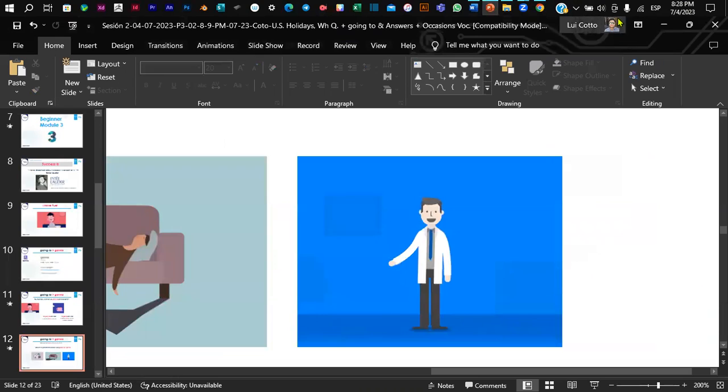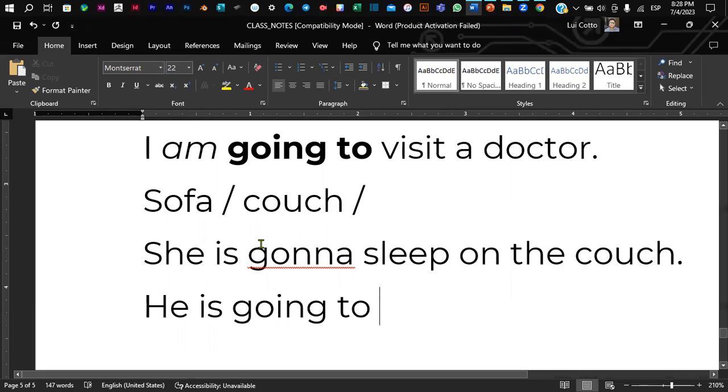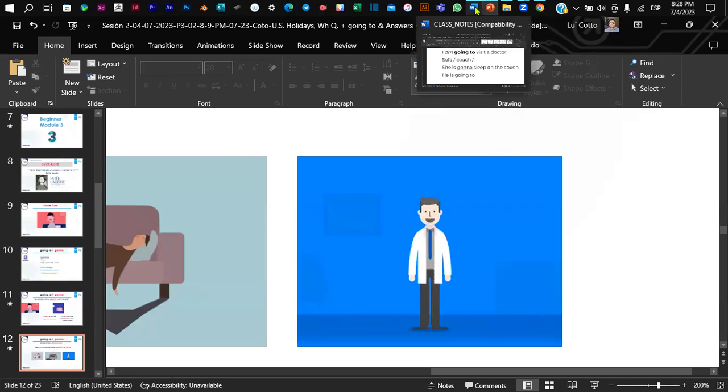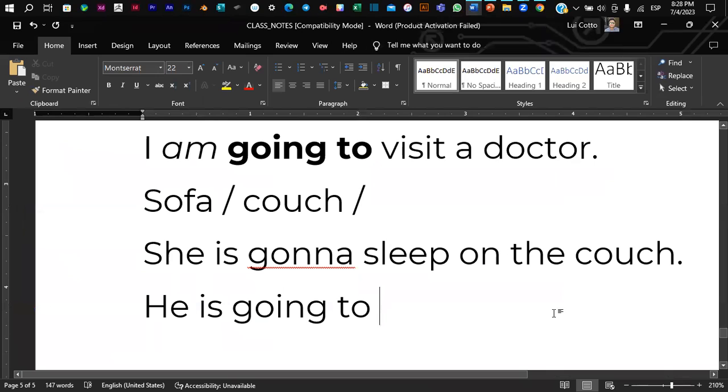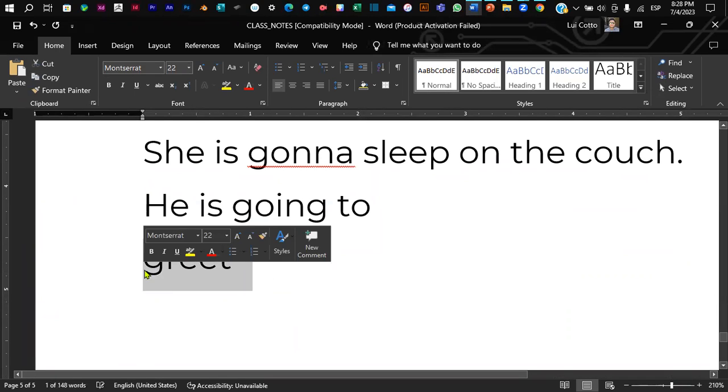The picture, it's a doctor, yes. He is going to formal, correct? He's going to. Como que está saludando. Ah, the verb saludar. ¿Cómo es el verb saludar? Saludar en English is greet. Greet. Yes. Like this.